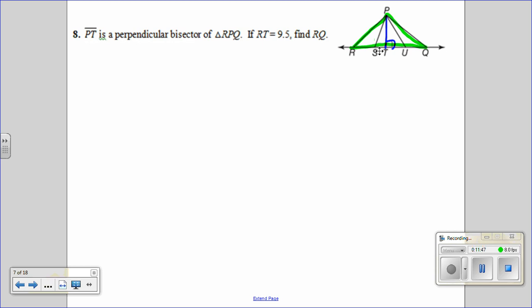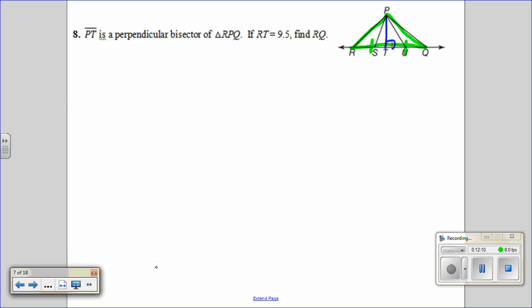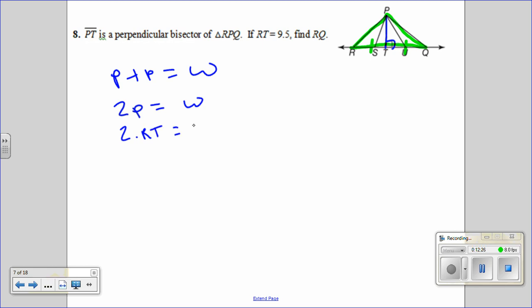So that means RT is the same distance as TQ, since T is the midpoint. It says RT is equal to 9.5. It wants us to find RQ, which is the big one. So again, this is an example of part plus part equals whole. Or you could say 2 times the part equals the whole. The part this time is RT, so that means 2 times RT equals the whole, which is RQ.